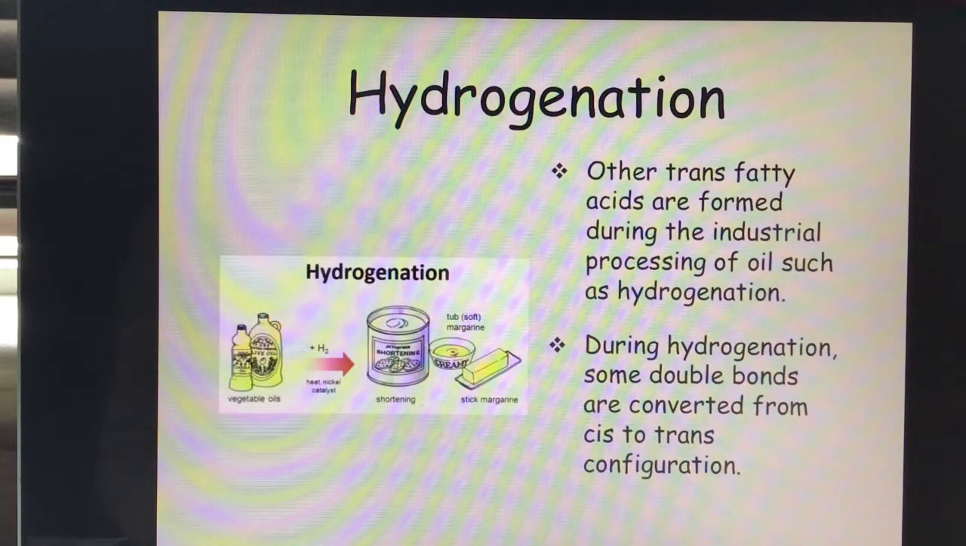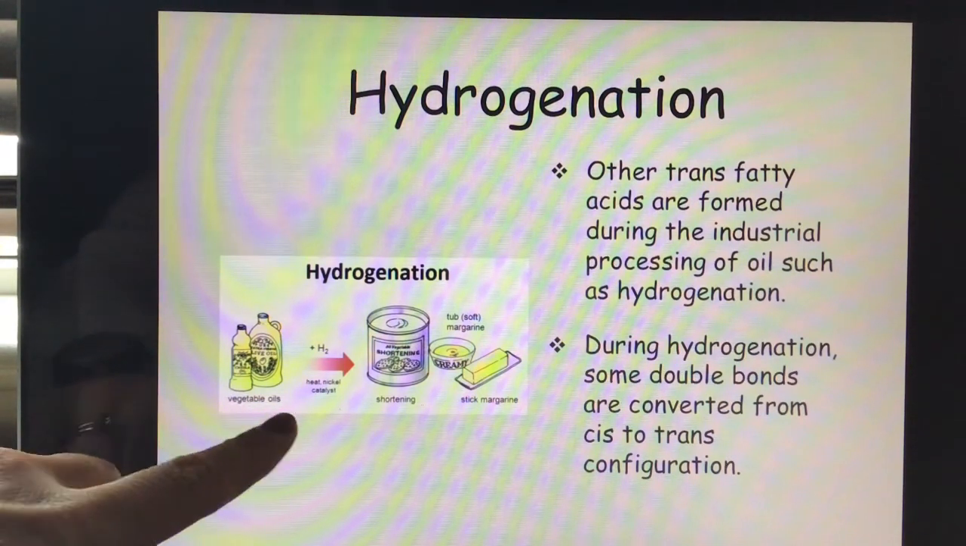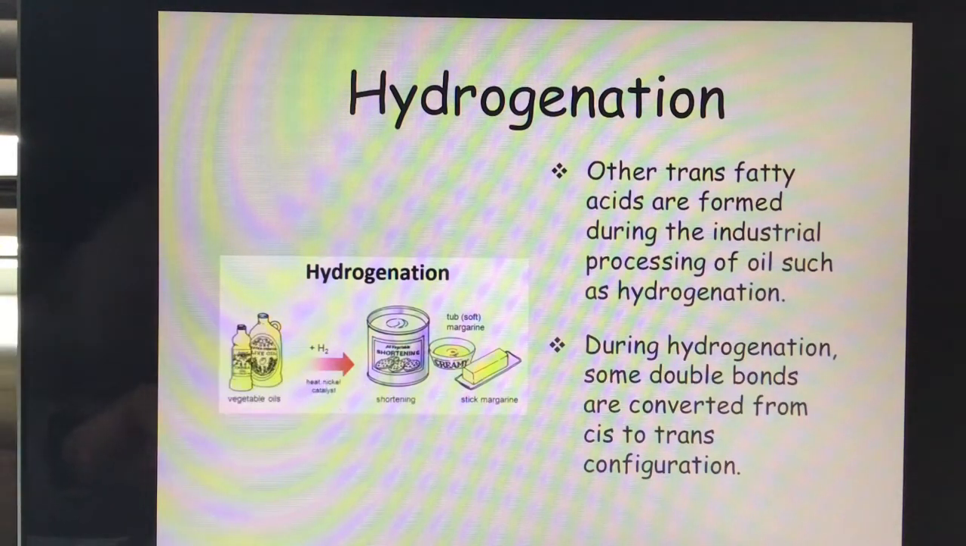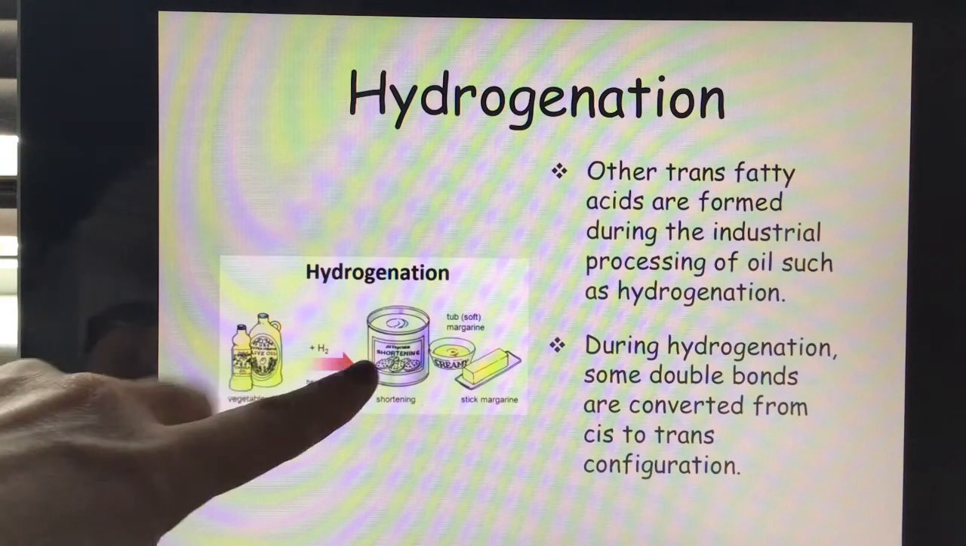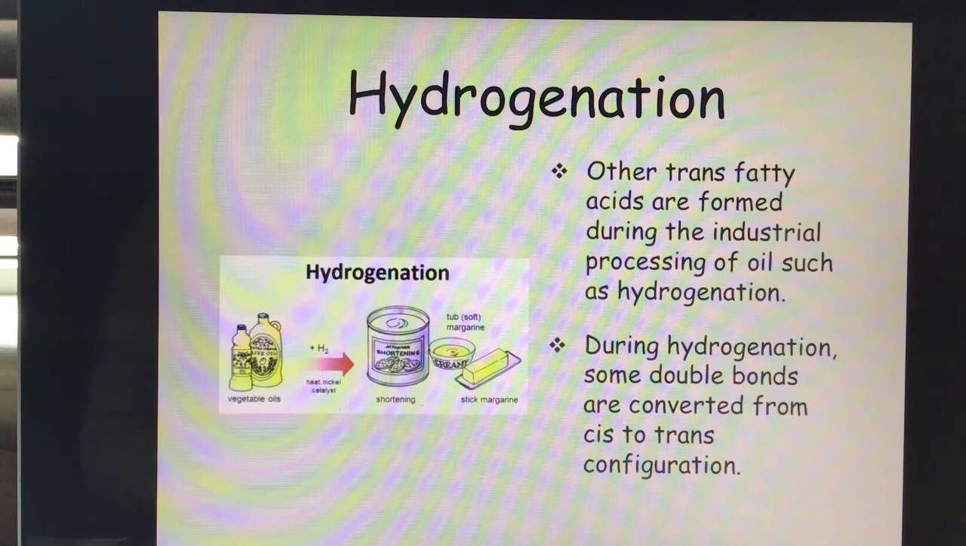The process of hydrogenation, as we've discussed already, is when you can convert an oil into a block of margarine. So there's a nickel catalyst forced under heat and pressure into the oil, which converts and changes the double bonds from cis to trans fatty acids.